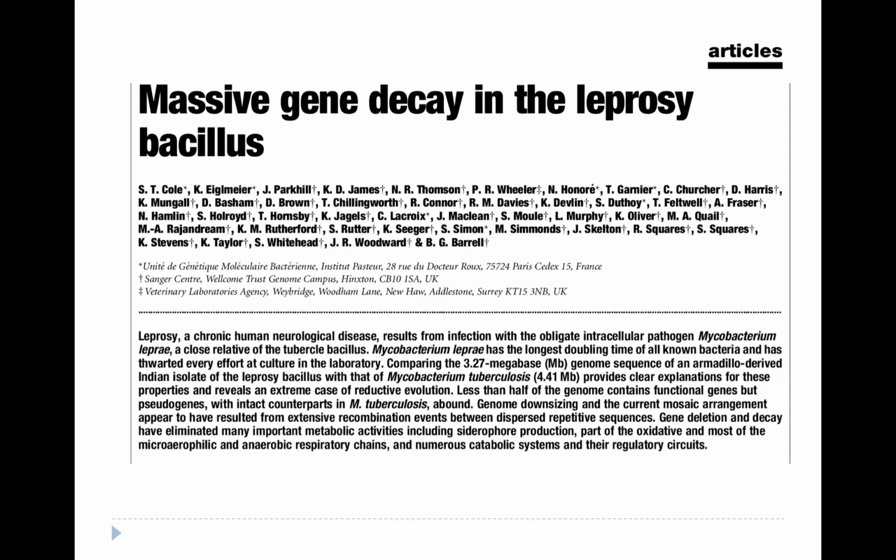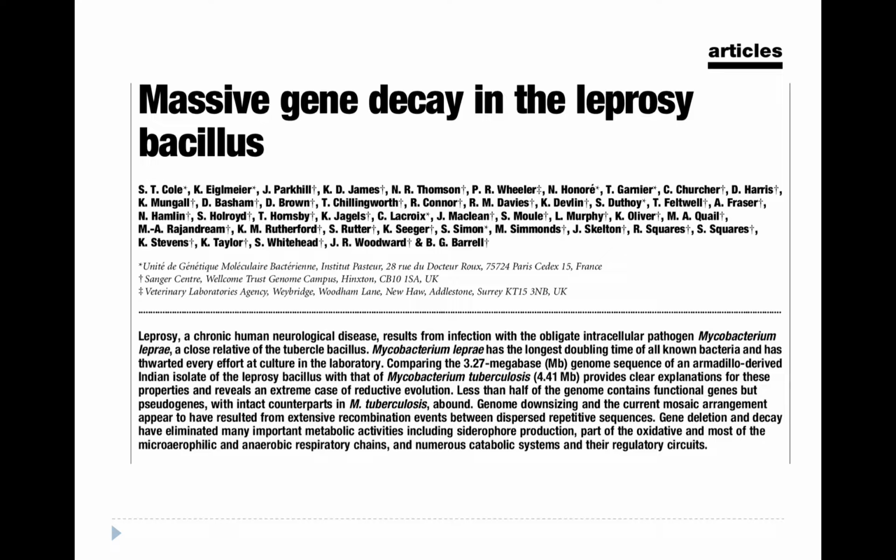Now, the first genome sequence of the leprosy bacillus was a major undertaking around the turn of the millennium. This is the paper here, Stewart Cole. It has been an enduring influence in this field, the leader in the field really of studying the leprosy bacillus and its genome evolution. And what they discovered with this very first genome sequence, and it was one of the first half dozen or dozen genome sequences to come out, was that it showed an extreme case of reductive evolution.